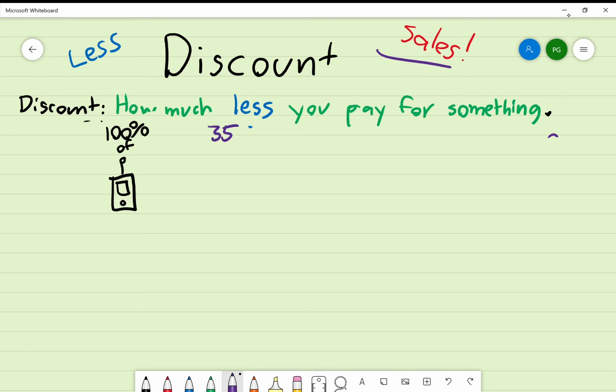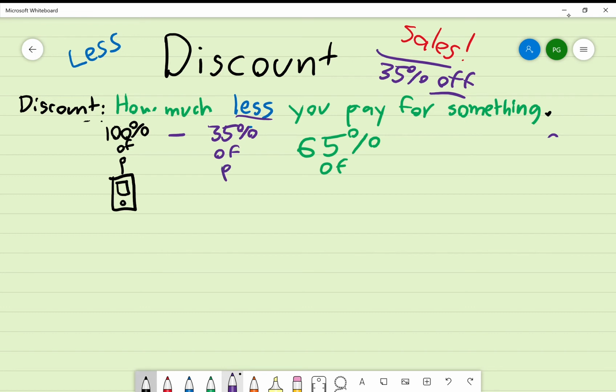So it's 35% off. Off, just like less and just like sale, means minus. So we're going to subtract. 100 minus 35 gives me 65. So that's 65% of, oh, I'm sorry, this was 35% off of P. And my new total is 65% of P. That basically means that if I'm subtracting 35% of what I would usually pay, I'm only paying 65% of it. So my new price would be 65% of P.